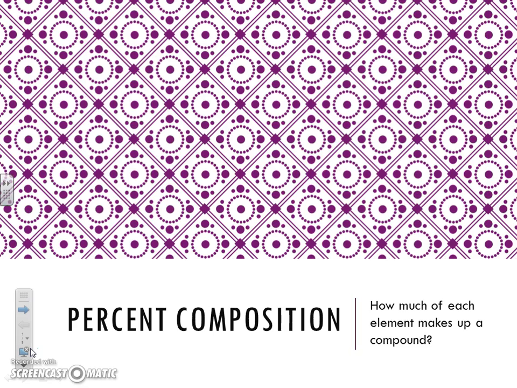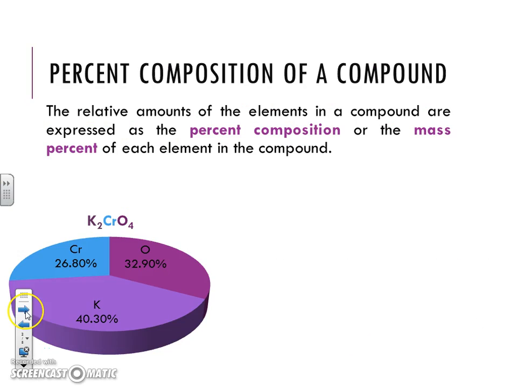And at the end of the week, we started discussing this idea that there could be a mole to mole relationship, that if you know something about how many moles are in a compound, you can use that to find out information about other elements in the compound. So today what we're going to talk about is how to determine how much of a certain element is making up a compound, and we refer to this as percent composition.